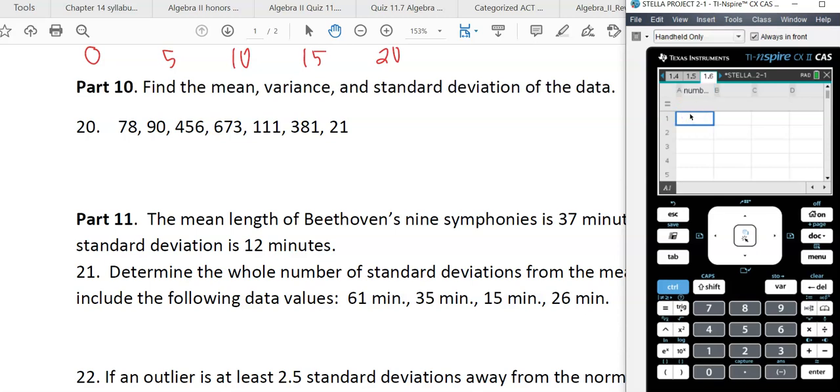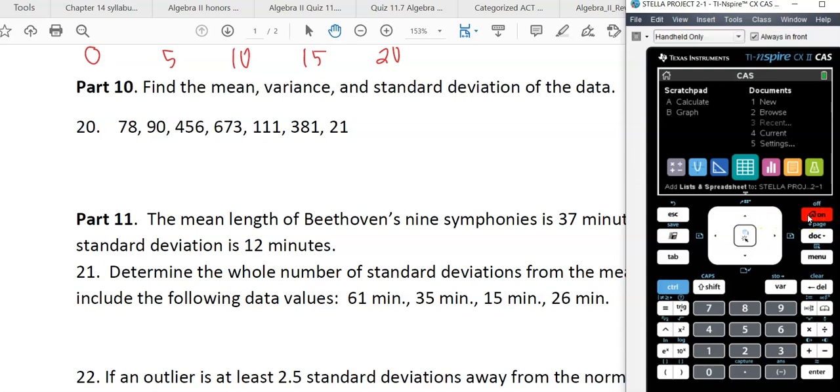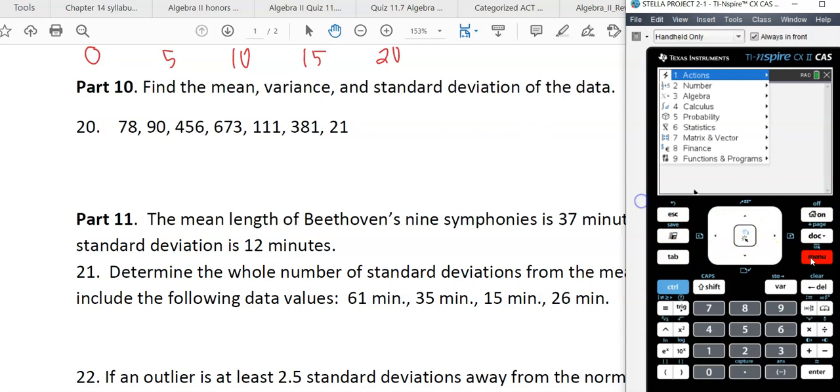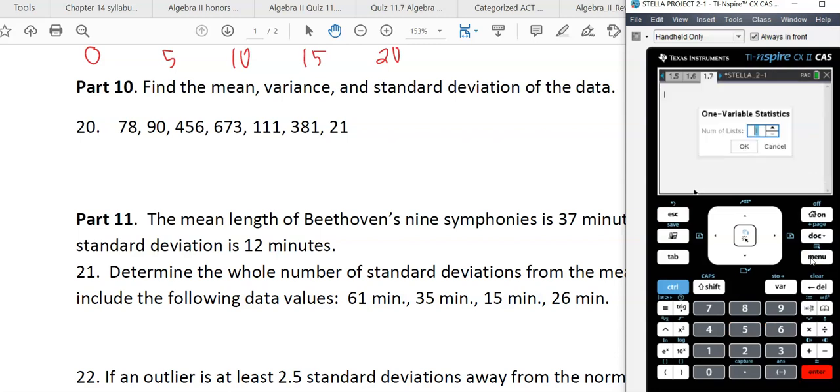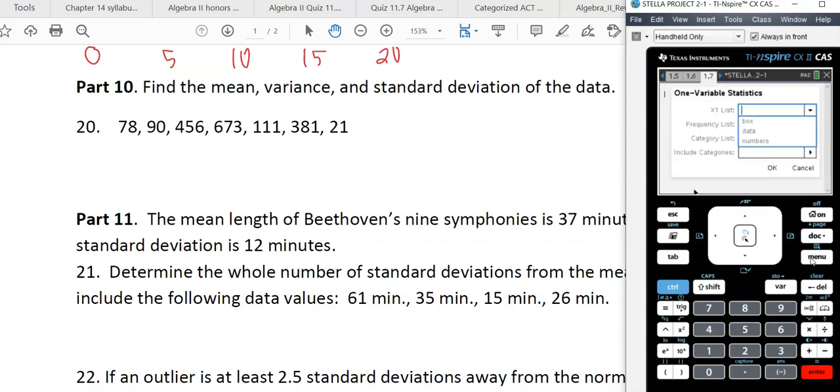Just whatever, call it something. Doesn't really matter. 78, 90, 456, 673, 111, 381, and 21. Okay, I'm going to do one variable stats on that. So I'm going to go to calculator page, menu, 6, 1, 1. And you're going to choose numbers.